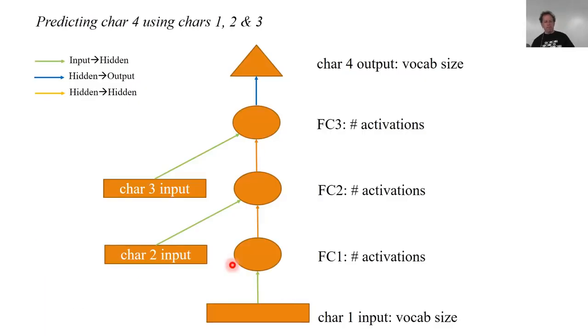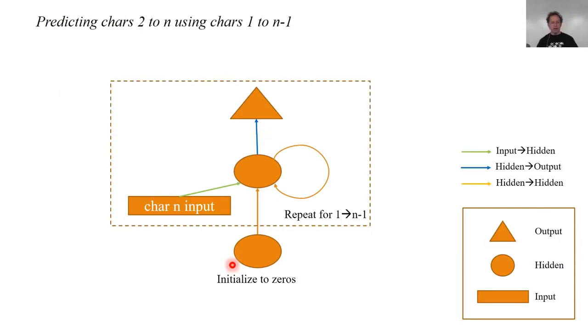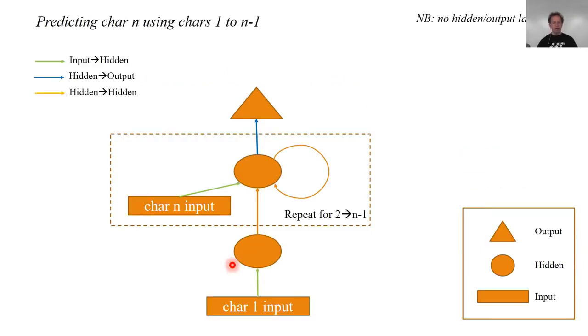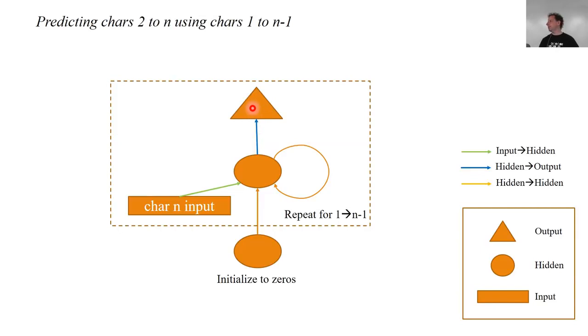All right, I'm going to do one other thing. When I switched to this one, I moved the char1 input inside the dotted line. This dotted rectangle represents the thing I'm repeating. Also, watch the triangle, the output. I moved that inside as well.